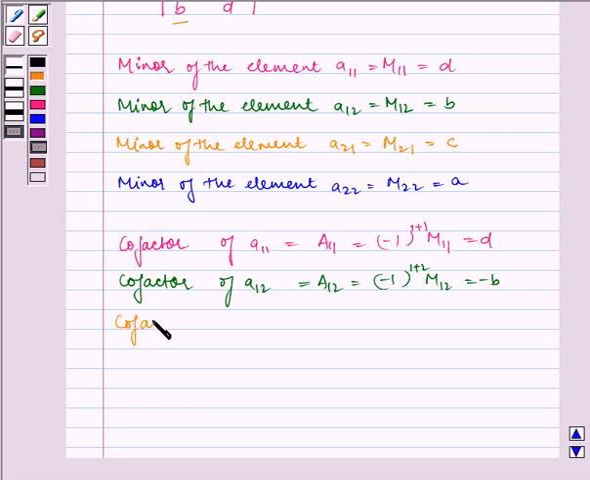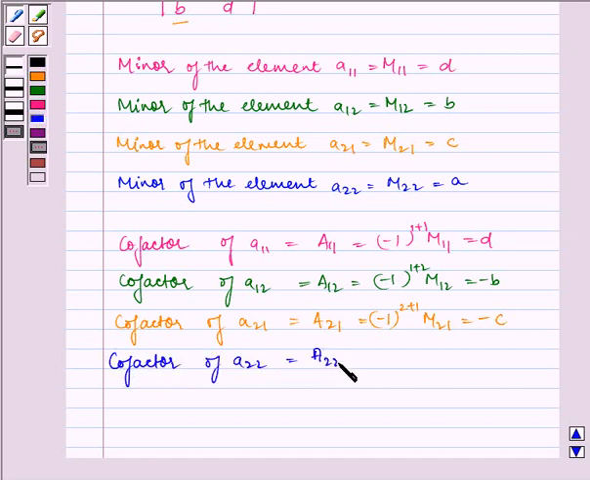Now, cofactor of A21 is equal to A21, which is equal to minus 1 to the power 2 plus 1 M21, which is equal to minus C. Similarly, cofactor of A22 is equal to A22, which is equal to minus 1 to the power 2 plus 2 M22, which is equal to A.